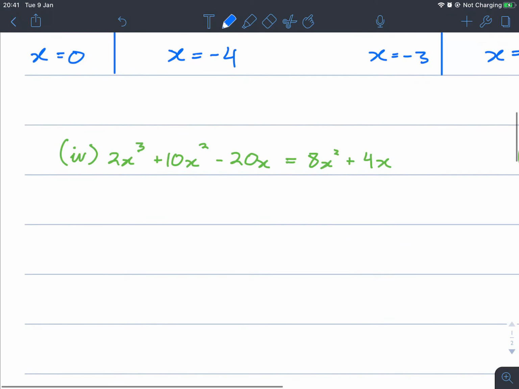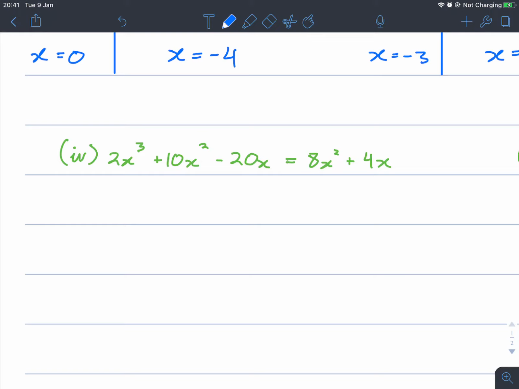Here we have a slightly harder example, but in order to do this we need to gather all the terms to the left first, or you can bring everything to the right. The main thing we need to understand is that it needs to equal 0, so we need to remove everything from the right. So let's do this one step at a time.